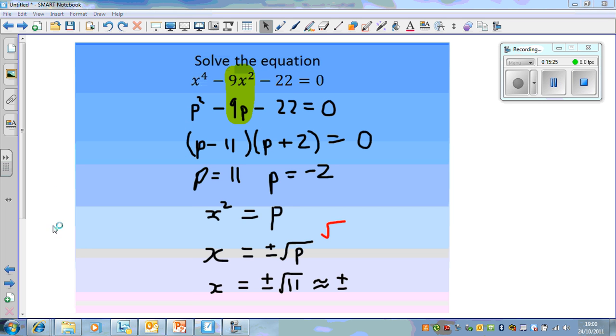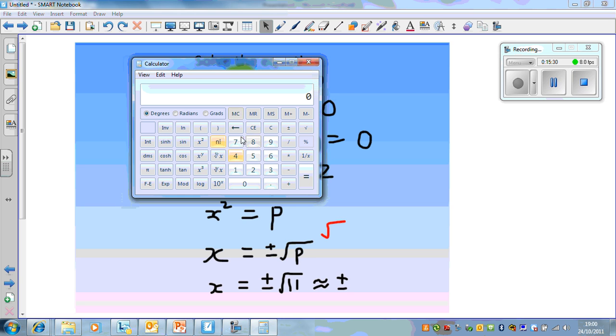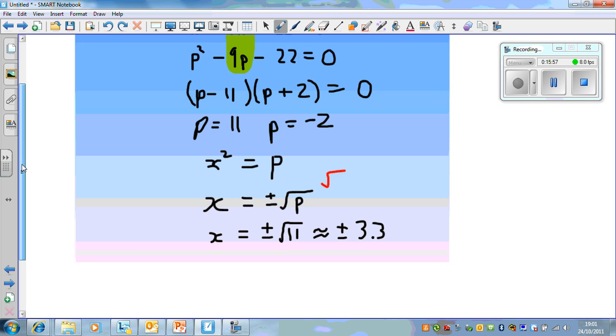Use a calculator. Rather than guess, use the old calculator. You don't get this for the exam, but just to give you an idea of what it is. So the square root of 11, there it is, 3.3. I was going to go for 3.3. Okay, so x is either the positive square root of 11 or minus the square root of 11.